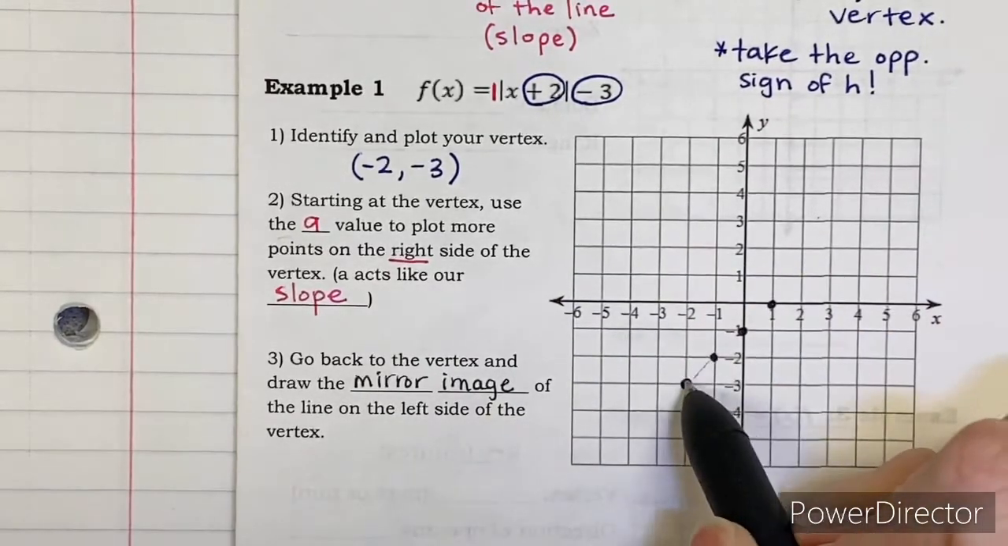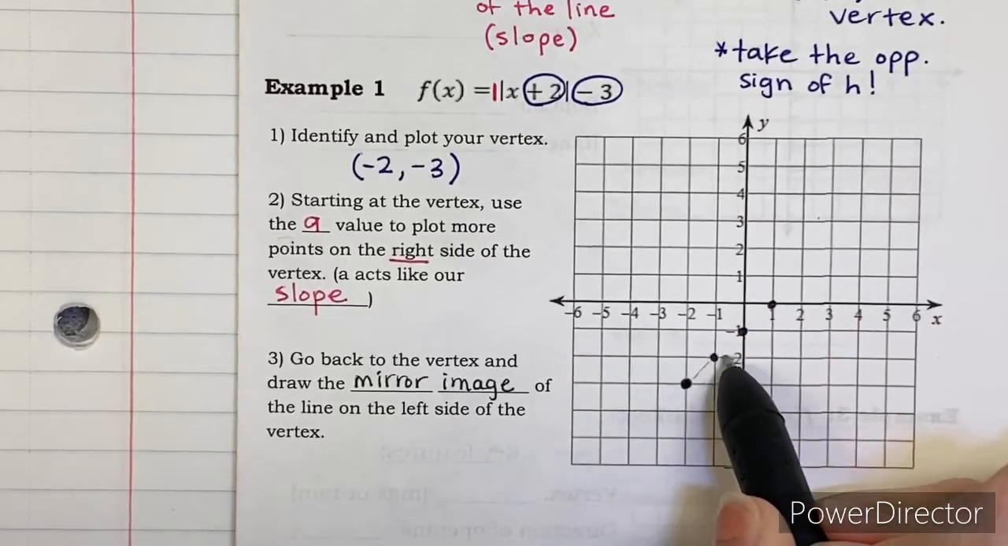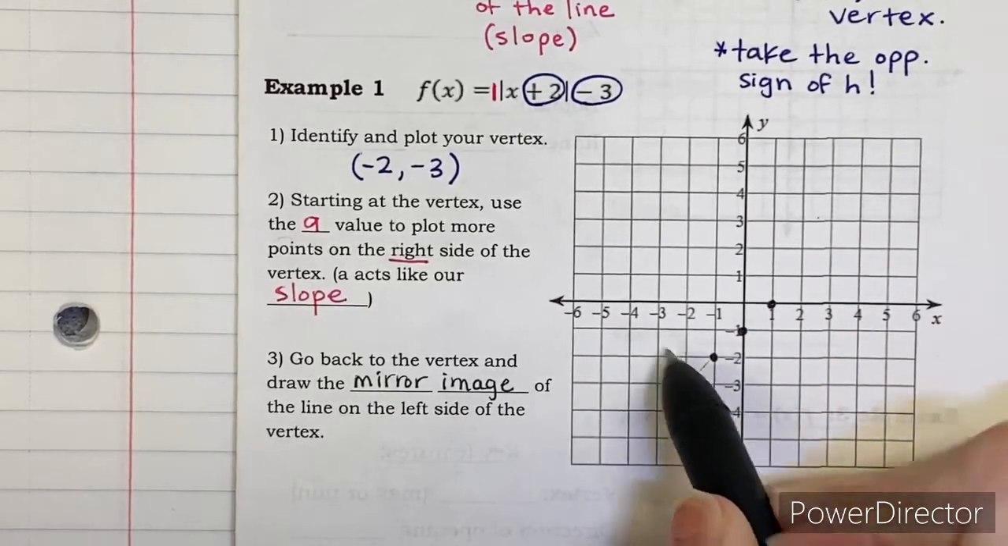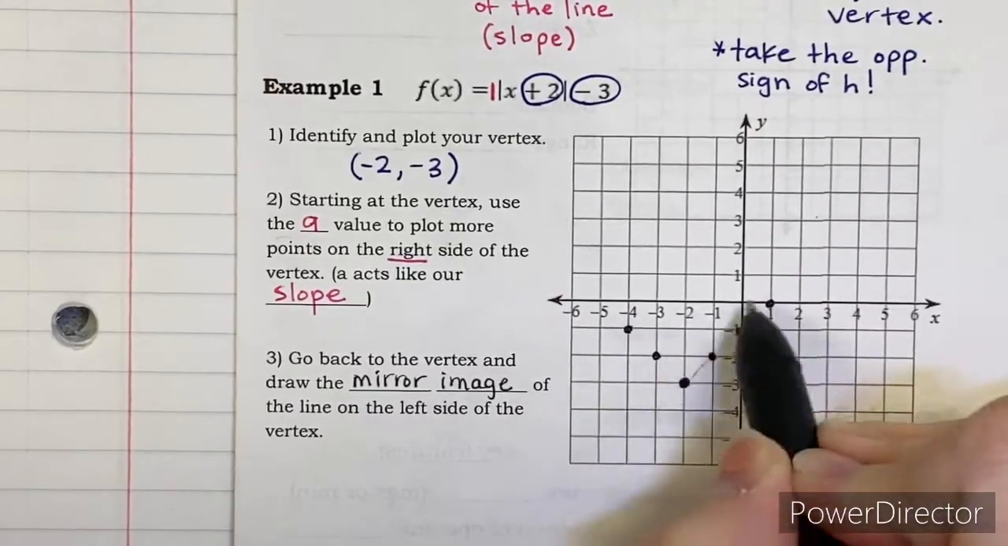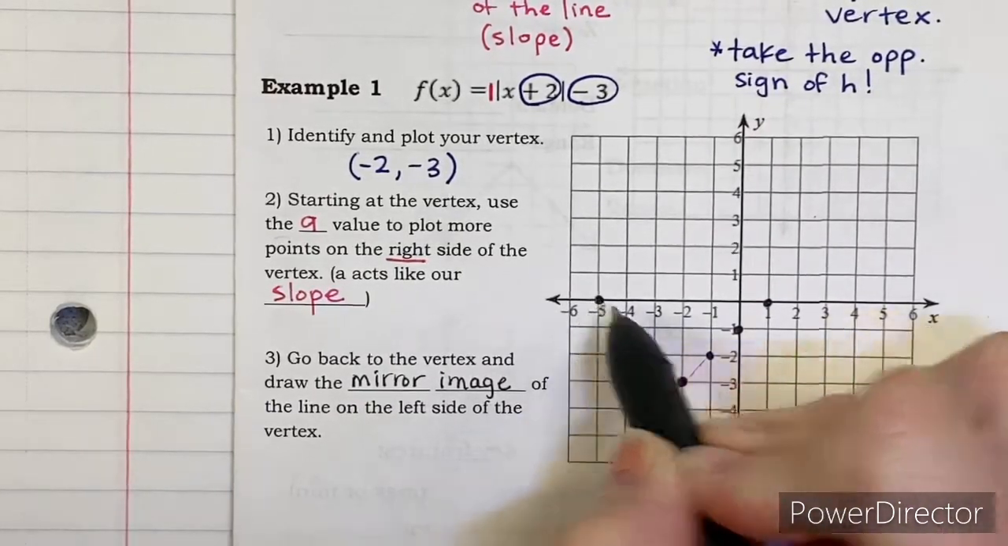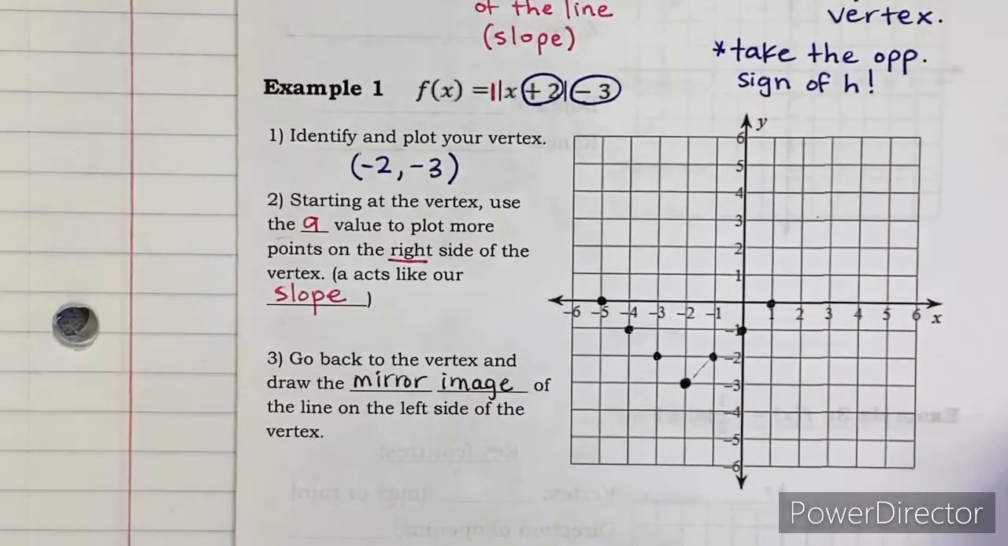So if from my vertex I went up 1, right 1, the mirror image would be up 1, left 1. So I just need to make sure that these dots are exactly across from each other and that my final product looks like a V. So I got enough points. I can draw me a line.